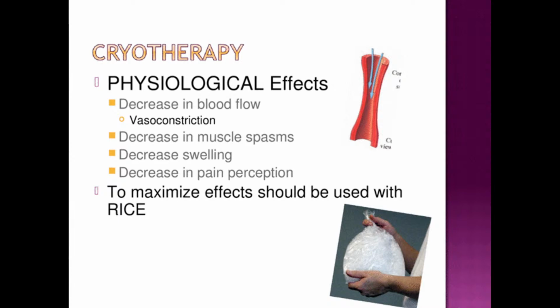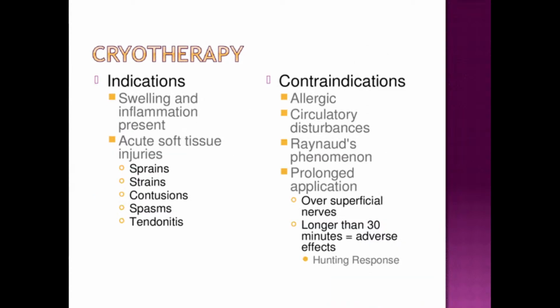Cryotherapy. Physiological effects: decrease in blood flow, vasoconstriction, decrease in muscle spasm, decrease in swelling, decrease in pain perception. To maximize the effect it should be used with RICE. Cryotherapy indications: swelling and inflammation present, acute soft tissue injuries. Contraindications: allergy, circulatory disturbance, Raynaud's phenomenon, prolonged application over superficial nerves longer than 30 minutes, adverse effects.